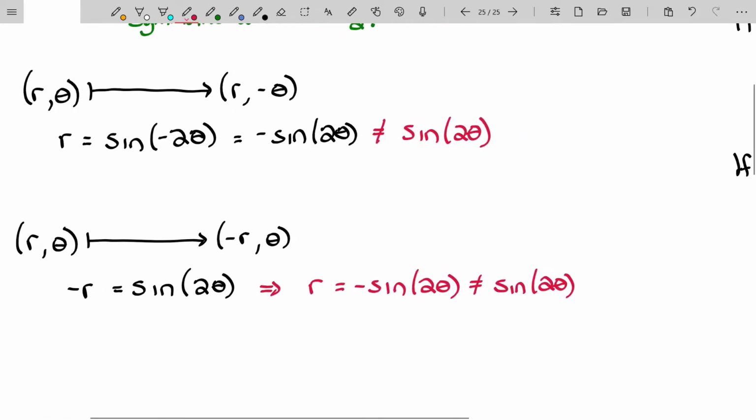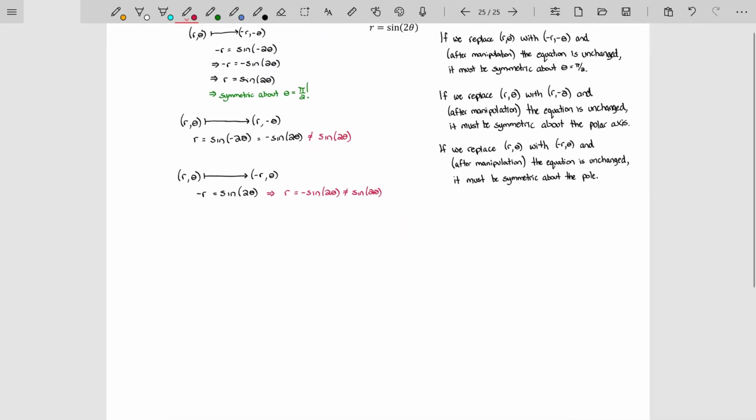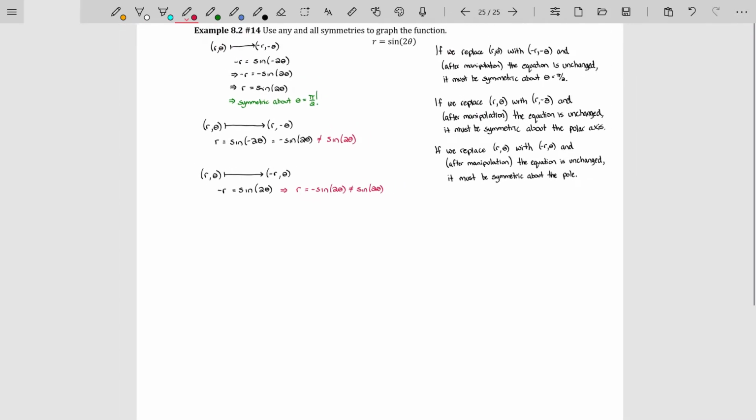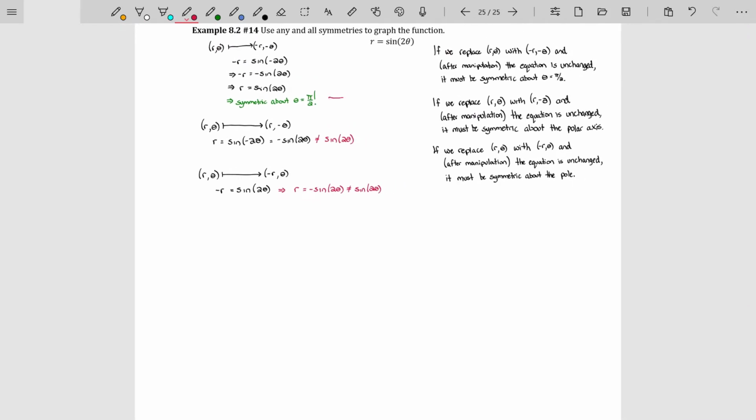However, this is a very interesting curve in that it has all three symmetries, honestly. It's just that the theorems, the antecedents, weren't satisfied for the last two, but it is actually symmetric in all three aspects. So let's go ahead and just use the green symmetry here to help us graph. It's symmetric about that vertical line pi over 2.